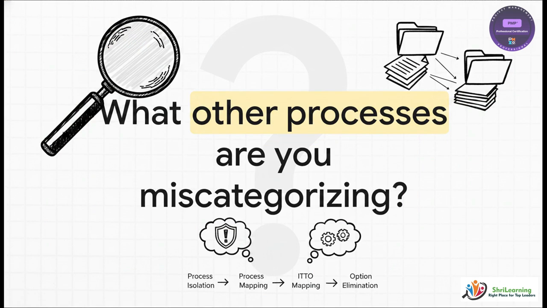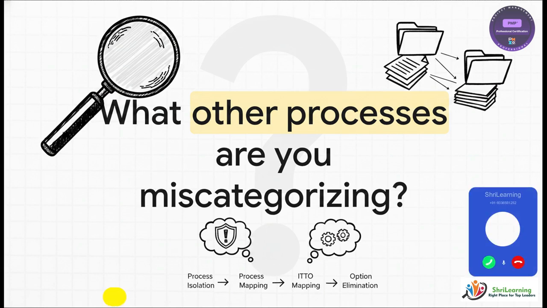Well, we've successfully cracked today's case, but the investigation doesn't stop here. If identifying inputs versus tools is the key to cracking tricky exam questions, what other project management processes are you currently miscategorizing in your studies? Think about risk management or stakeholder engagement. Are you maybe mixing up your project documents with your project management plan components over there too? I highly challenge you to take this exact analytical framework we use today, isolate the process, map the ITTOs, rigorously eliminate those wrong options, and apply it to the rest of your study sessions.